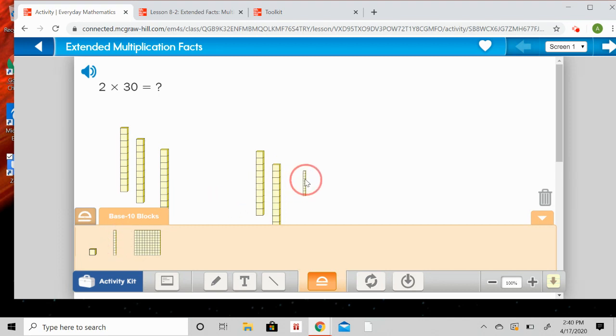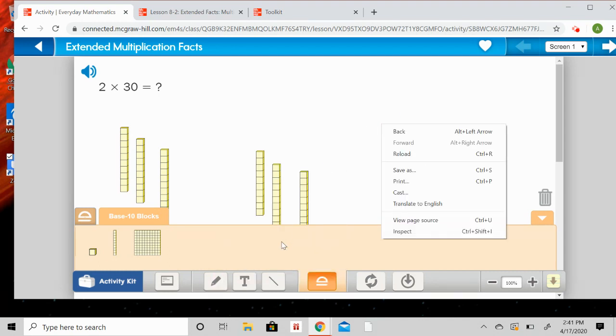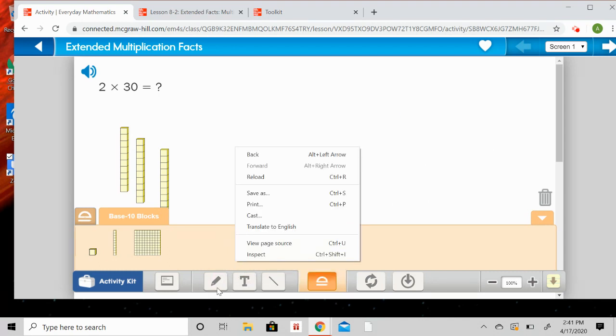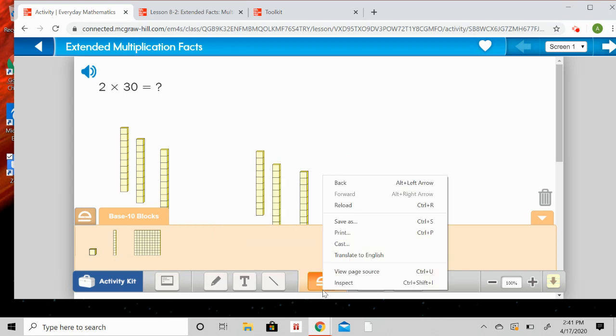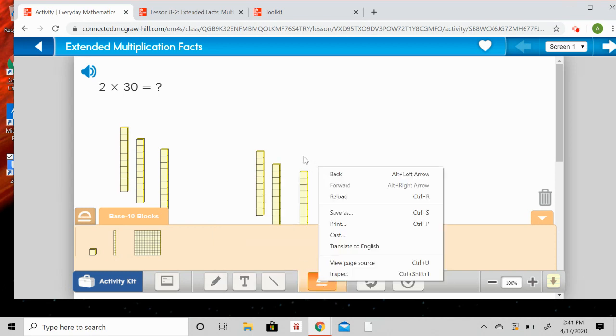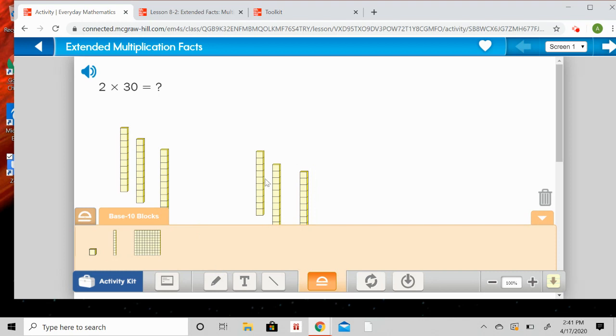30. How many 10s are in each group? There are 3 10s in this group, and there are 3 10s in this group. If I combine the groups, how many groups of 10 will I have? 1, 2, 3, 4, 5, 6. I will have 6 groups of 10. So I'll have 6 10s. And what's another name for 6 10s? Another name for 6 10s is 60.